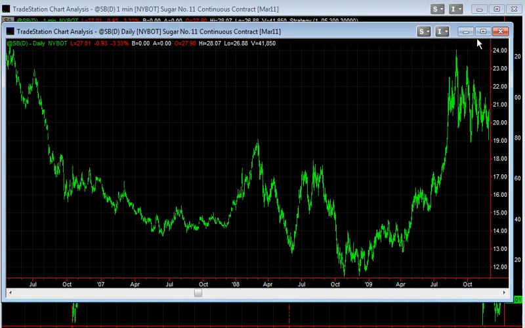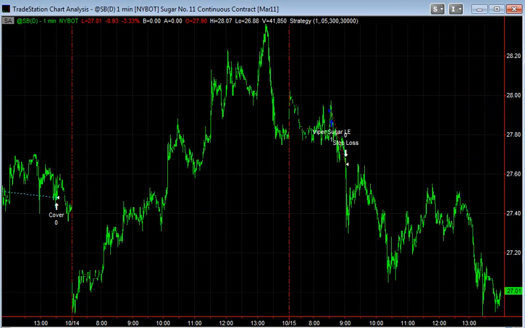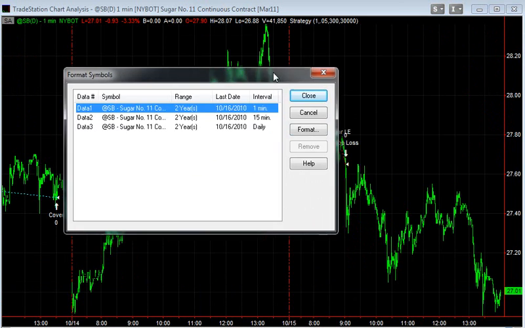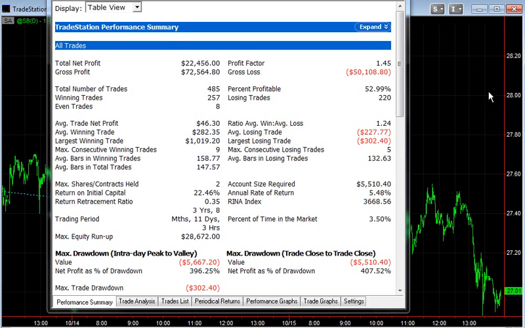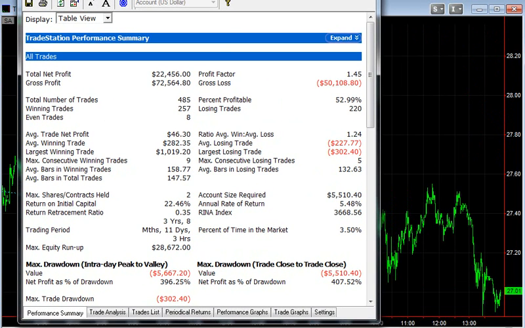Let's take a look. I want to show you what the chart looks like when we format this symbol and we go back to February of 2007. So I'm going to pause the video and do that. Okay, here it is back to February of 2007, February the 2nd, $22,000 profit, $5,600 drawdown. Let's look at the chart.